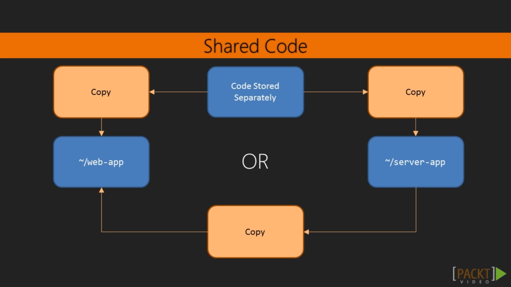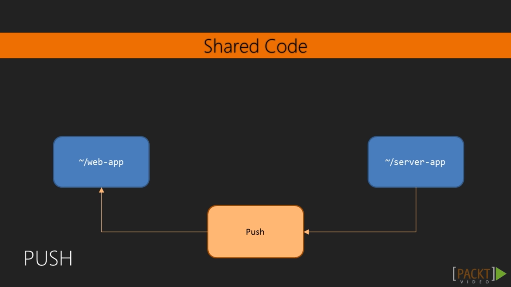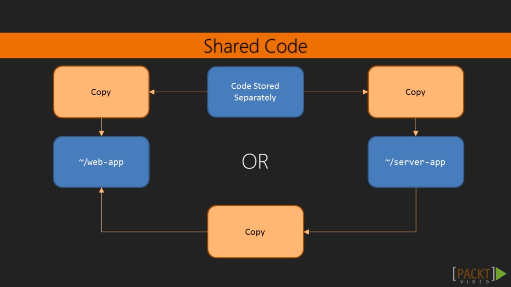The second option is that we could store the code in one of our applications, then create a script that will copy it to the other. For example, the server app in this example contains the shared code and it's copying it over to the web app. This could also push the code to the web app, or the web app could pull the code from the server app. So which one of these methods should we use?